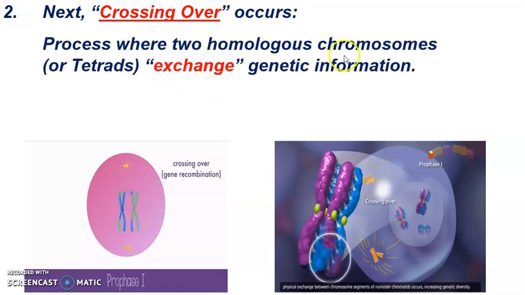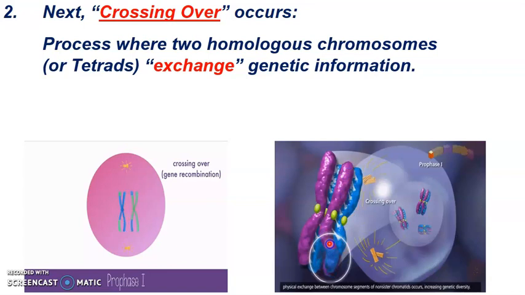This is when the homologous chromosomes or tetrads will exchange genetic information between each other. And if you look at the 2 animations down below, you can see a whole purple chunk being exchanged with a blue chunk on this other chromosome. All right, and this happens randomly.